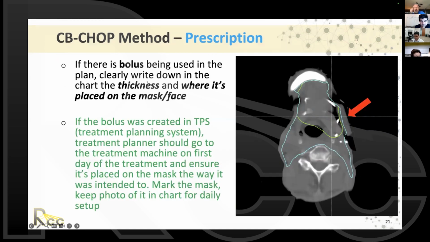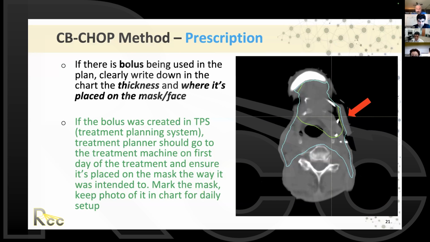Another important concept in head and neck planning is the use of bolus in the plans. This is done when gross tumor disease goes very close to the skin of the patient, so it's very common to have bolus. It needs to be very clearly written in the prescription or in the plan what thickness is going to be used and where exactly it's going to be placed on the mask.